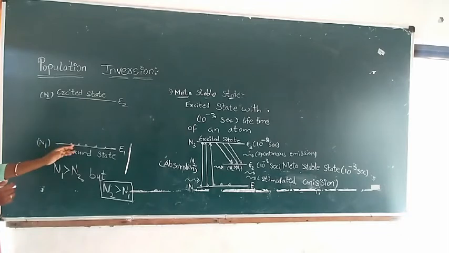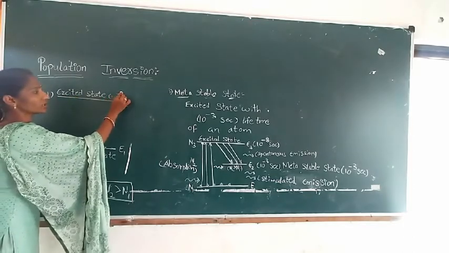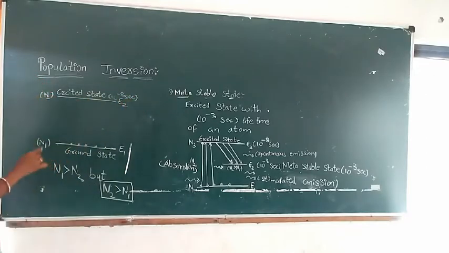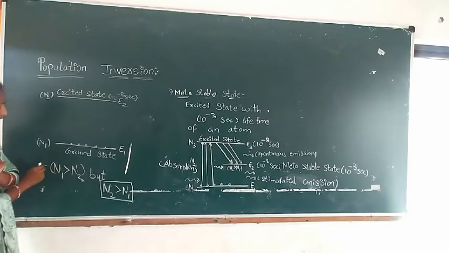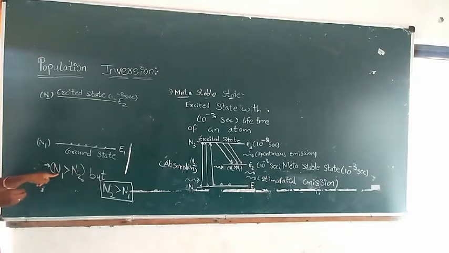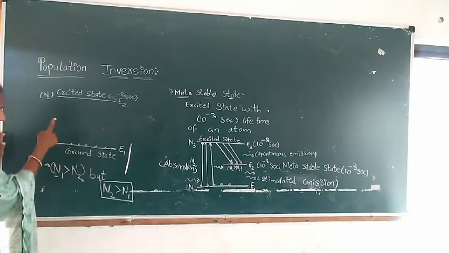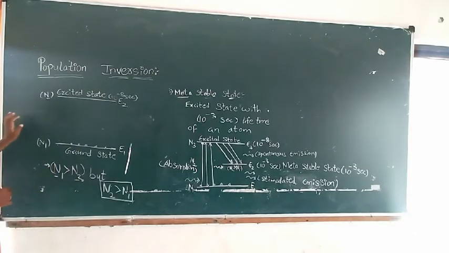Suppose we incident a photon of energy on the ground state, then the atom moves towards the excited state and stays there for about 10 to the power of -8 seconds. Kindly remember, the population will be high in the ground state until we incident the energy. So the population is higher in the ground state, that is N1 is greater than N2. This shows the population in the ground state is higher than in the excited state.